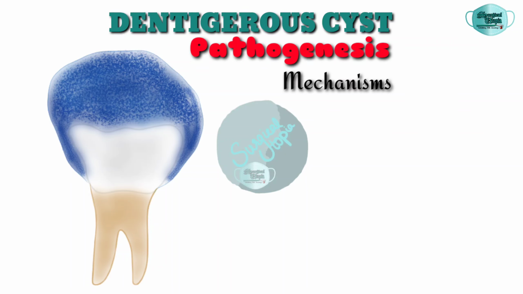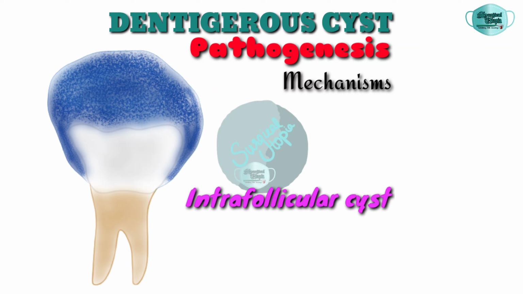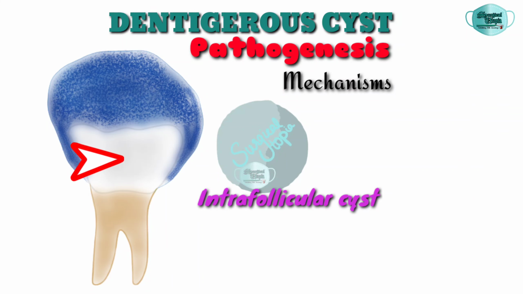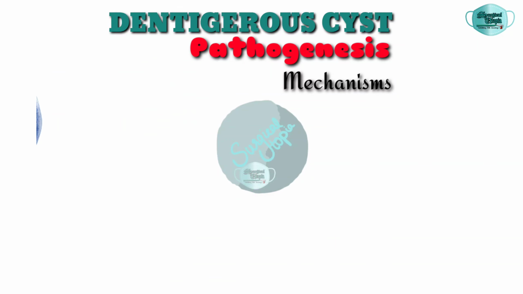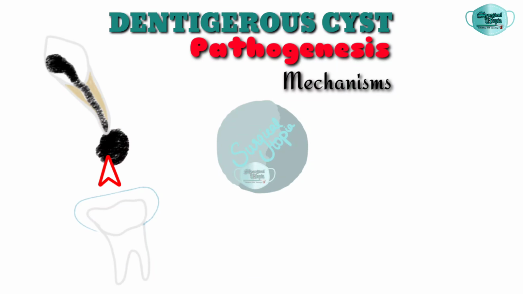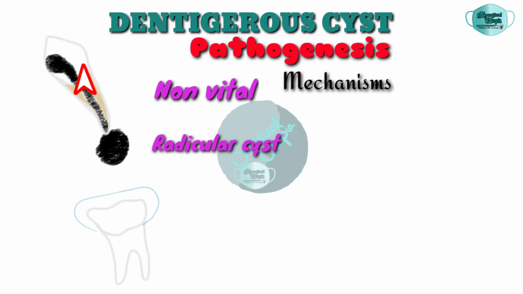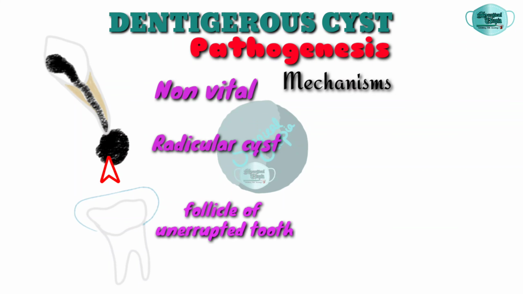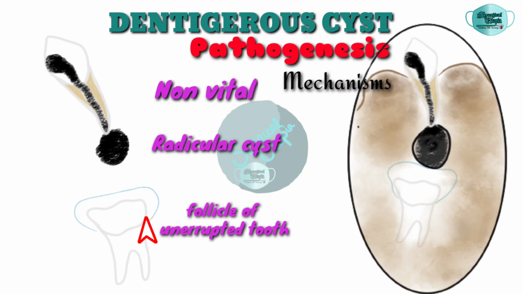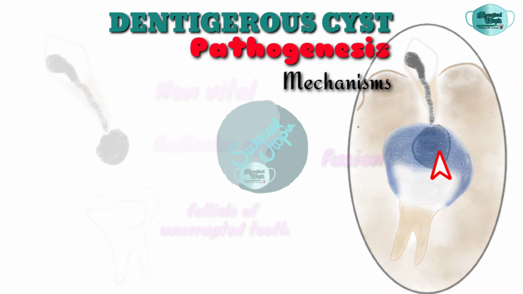The first one, according to this, an intrafollicular developmental cyst may develop surrounding the crown of affected teeth. The second mechanism is that when a radicular cyst develops at the apices of non-vital primary teeth, these radicular cysts will fuse to the follicles of the unerupted successor of this primary tooth, and this will cause the eruption of the successor tooth into the cystic cavity, and it will result in the formation of an extrafollicular dentigerous cyst.